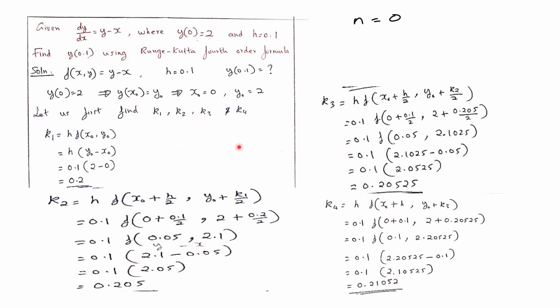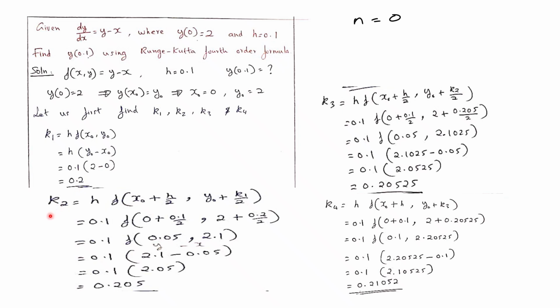The formulas I have mentioned in the previous slide. So what is k1? h into f(x0, y0). Since f(x, y) is y minus x, for f(x0, y0) we write y0 minus x0. And h is given as 0.1. What is y0? y0 is 2. What is x0? 0. So y0 minus x0 means 2 minus 0. So you get the answer for k1 as 0.2.